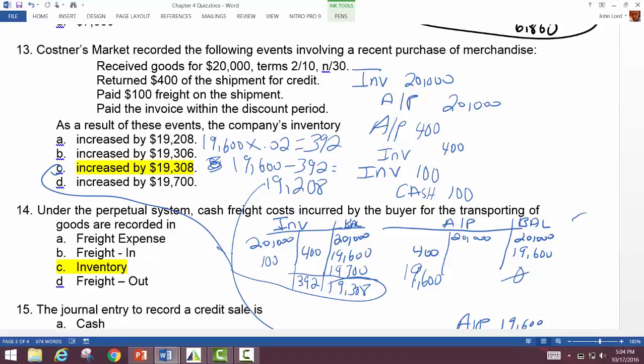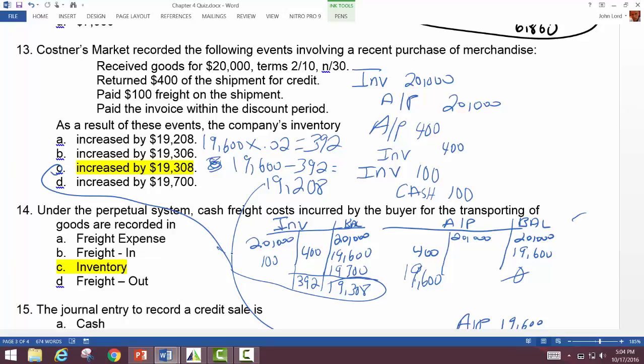Then it says that they paid freight of 100. So when we pay freight, we credit the cash to pay the delivery person, and we debit the inventory for $100. Remember, any cost that we pay to get an asset to where we can begin to use it in our business is part of the cost of that asset, isn't it? And we don't expect people to go to the warehouse of our seller to buy our inventory. We want them to come to our store, don't we? And so that's part of the cost of that inventory. So we debit inventory, we credit the cash for the $100.